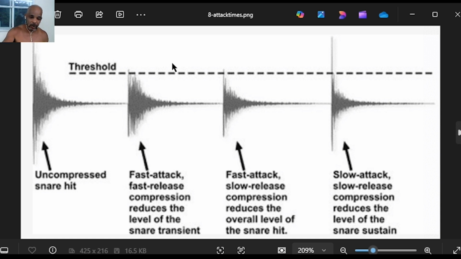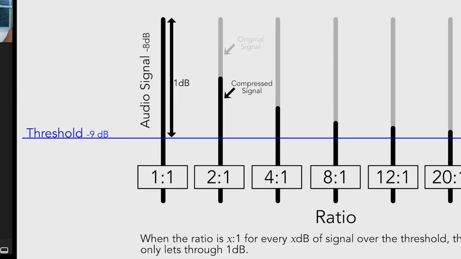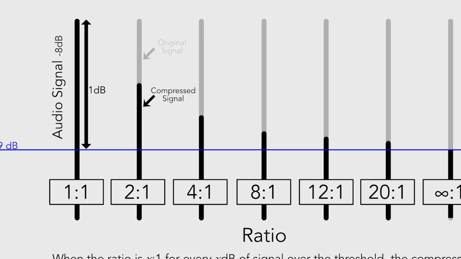Now, after the threshold, you have the ratio. The ratio dictates how hard the compressor works. The ratio is 2-to-1, 3-to-1, 4-to-1, 8-to-1. So what happens is the ratio dictates how much of this signal is compressed. An 8-to-1 ratio or above is a strong compression.